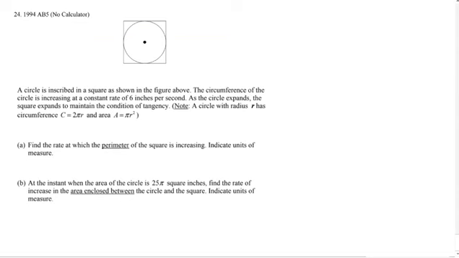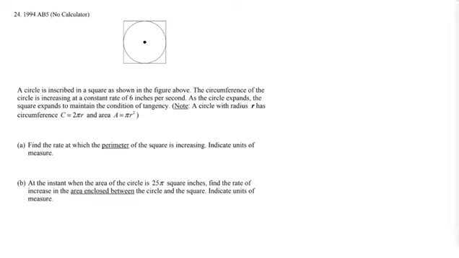Okay, here we've got ourselves a free response question from the 1994 Calculus AB exam. I believe you might have actually been allowed a scientific calculator for this one, but we'll just get an exact answer. Okay, a circle is inscribed in the square as shown in the figure above. The circumference of the circle is increasing at a constant rate of 6 inches per second. As the circle expands, the square expands to maintain the condition of tangency.